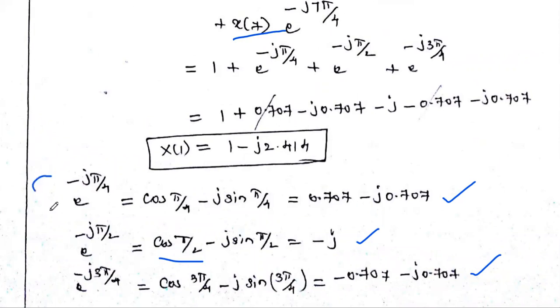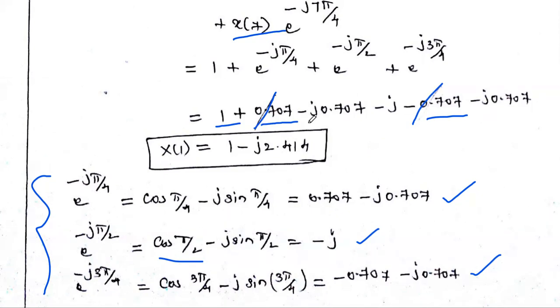If you substitute these three values in the above equation, we get first 1 plus e power minus j pi by 4, which is 0.707 minus j 0.707, then e power minus j pi by 2, which is minus j, then e power minus j 3 pi by 4, which is minus 0.707 minus j 0.707. Here 0.707 is a real term and this minus 0.707 is a real term, so the plus 0.707 and minus 0.707 get cancelled. Then the real part is only 1.